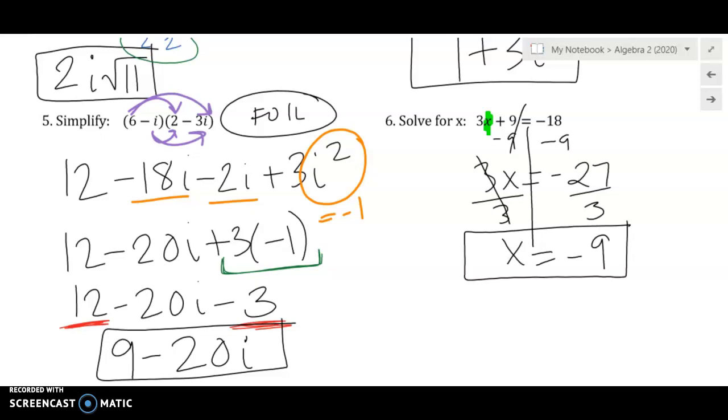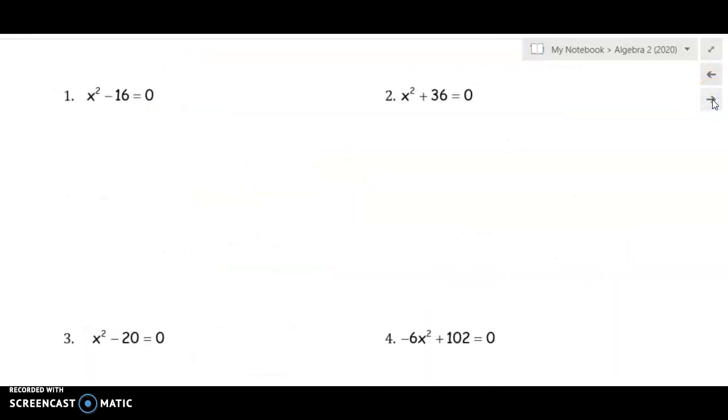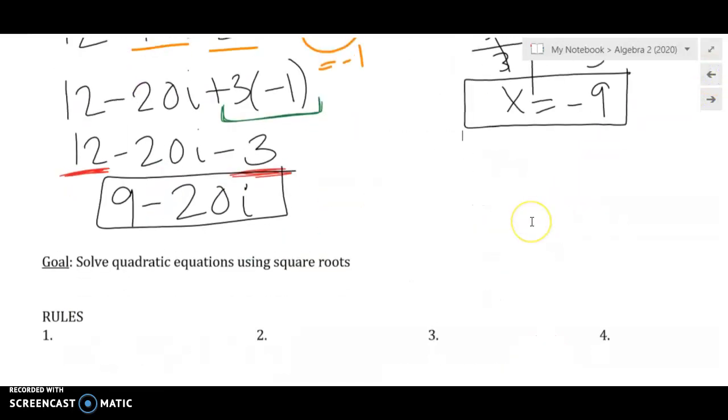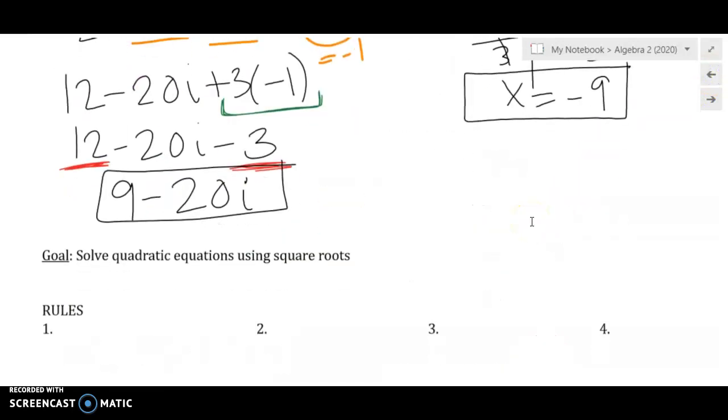So again, if I went too fast, just rewind or pause it and do those, but I really want to get to the new stuff, which is solving by square roots. So here's the new problems. Actually, I need to backtrack for a second because I put something on here. Here's the new problems we're going to do.